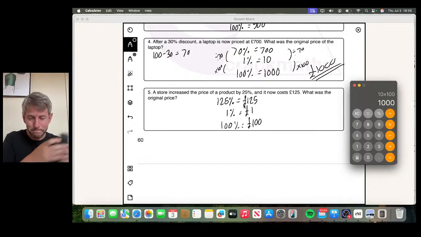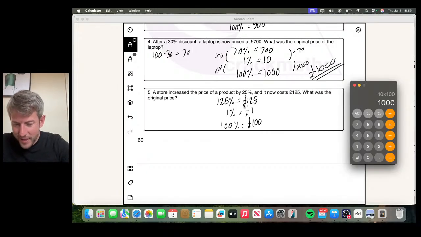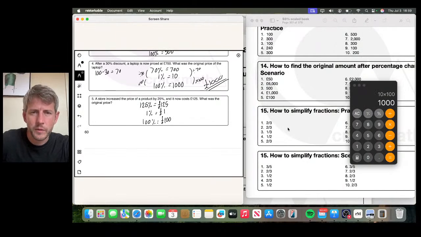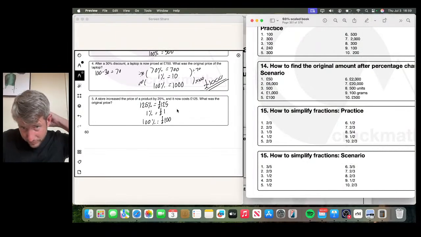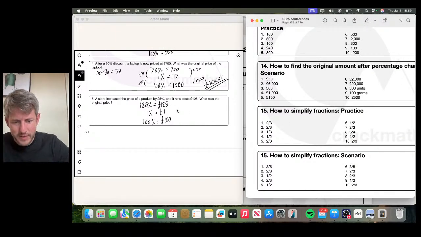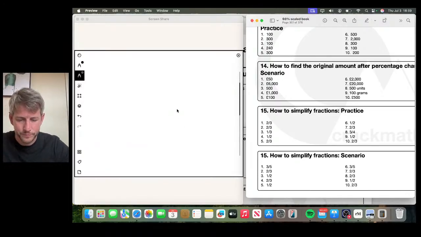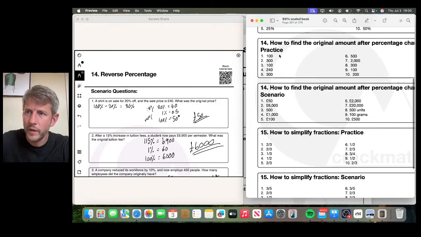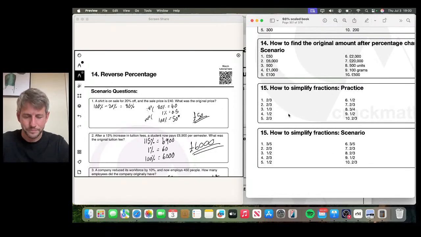And so that's that. Right, let's get these questions marked. Right, what topic was this again? 14 practice. Here we go. So, oh no, 14 scenario. Okay. 50, yep, that agrees.